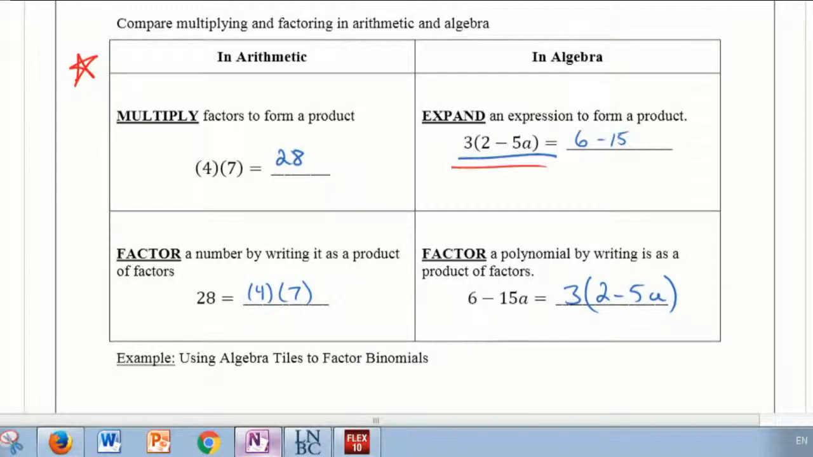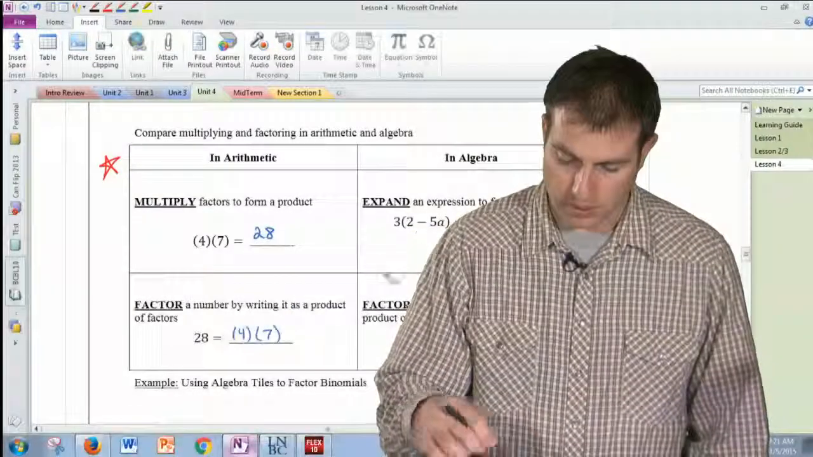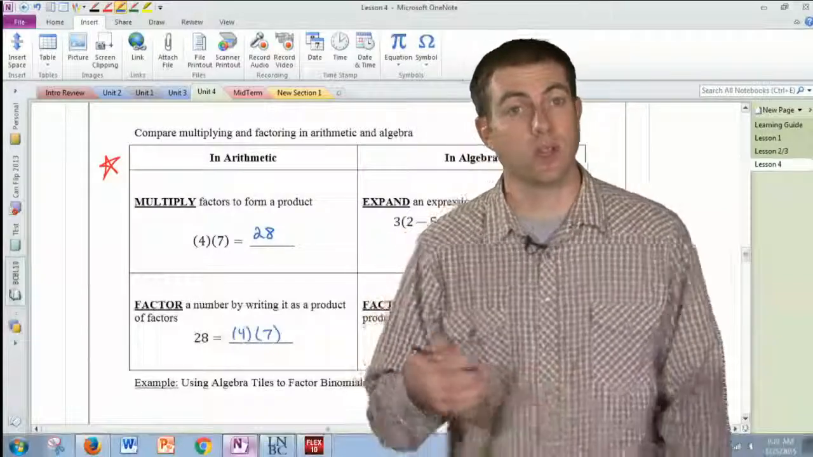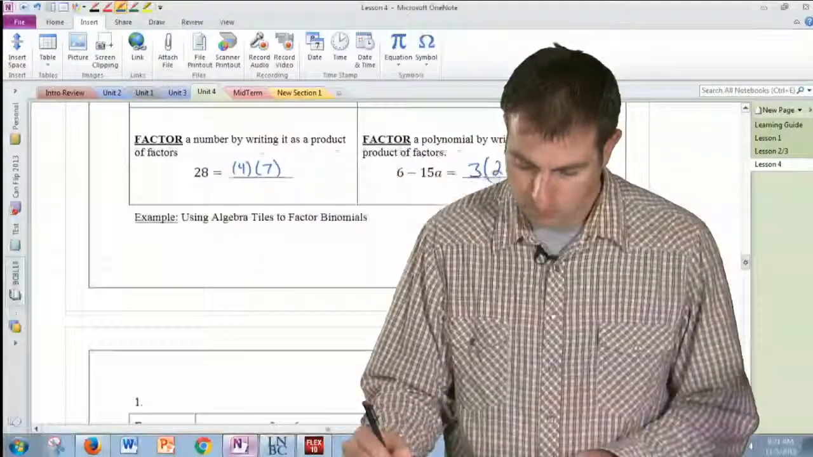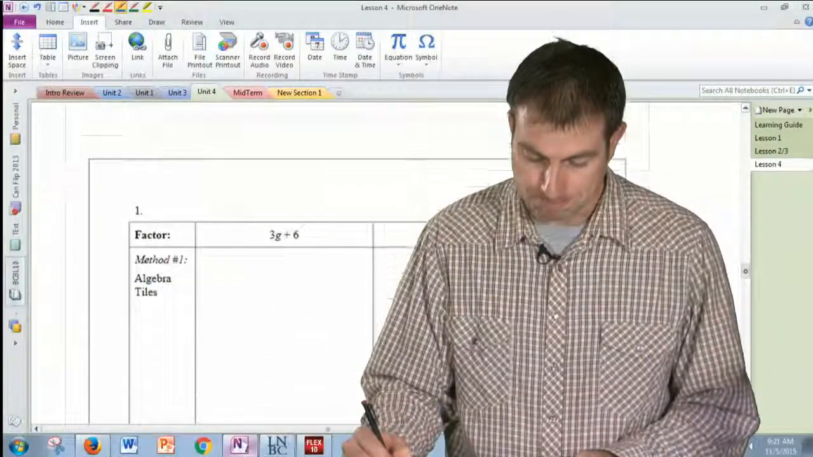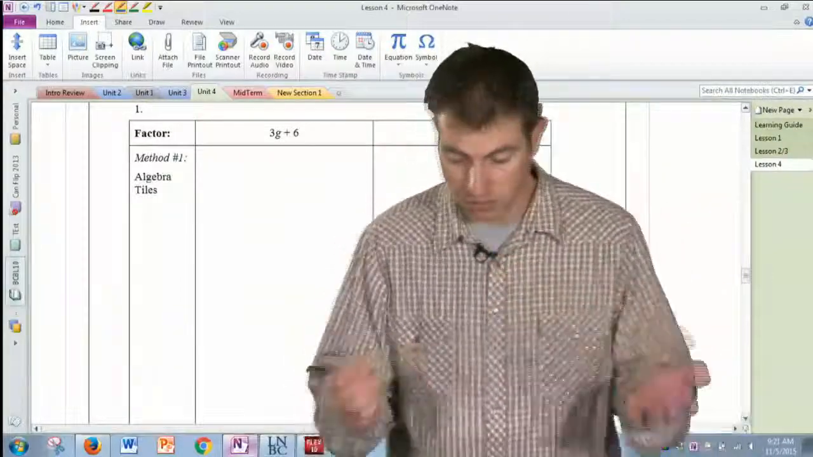Same over here. If I have 3 times 2 minus 5a, that gives me 6 minus 15a. Okay, if I needed to factor that, I'd say, what's common to 6 and 15? Well, that's a 3. So I'd pull a 3 out, and I'd be left with the exact same thing that I started with up here. So hopefully we don't lose sight of what this whole factoring thing is about, because it can get somewhat tricky, but really it's just that we're doing the opposite of multiplication. So let's look at a couple examples, and then we will hopefully understand this really well.